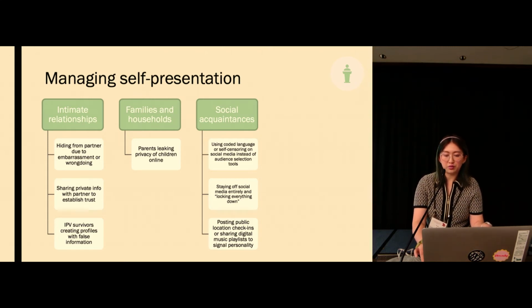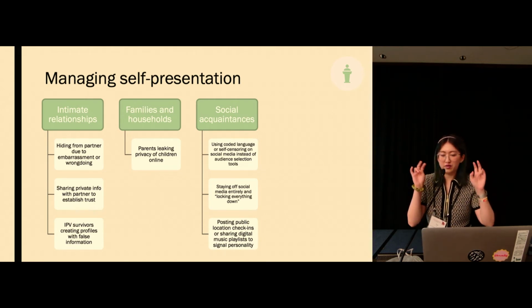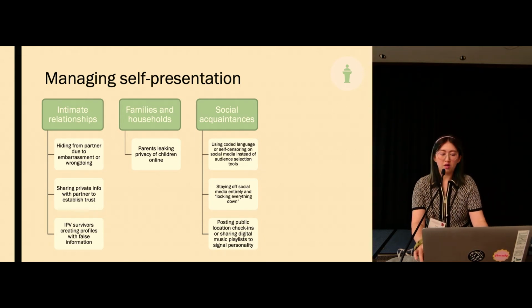So for example, teens and younger adults use coded language or self-censor themselves online instead of using existing audience selection tools. And then conversely, older adults are less concerned with context collapse and would prefer to, quote, lock everything down and not post at all about themselves.